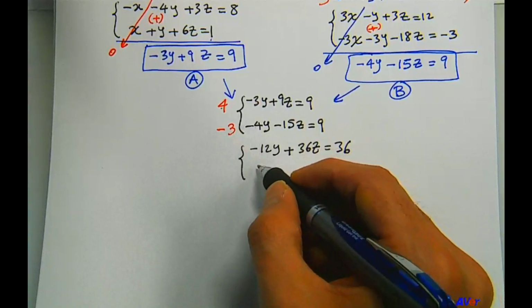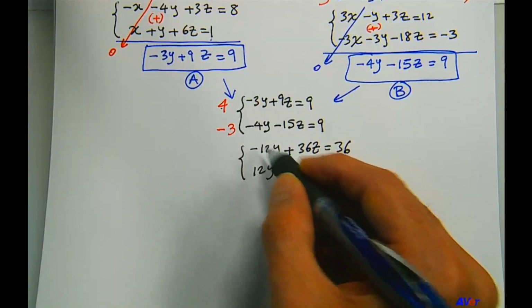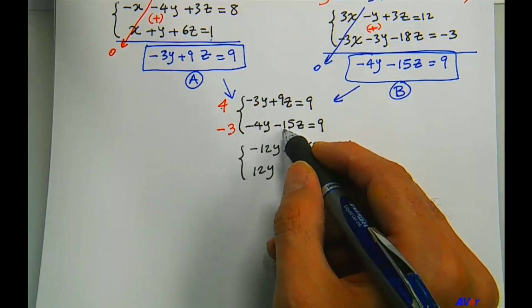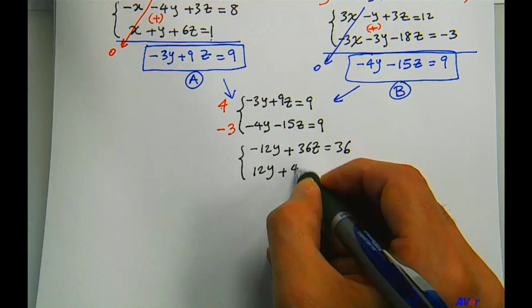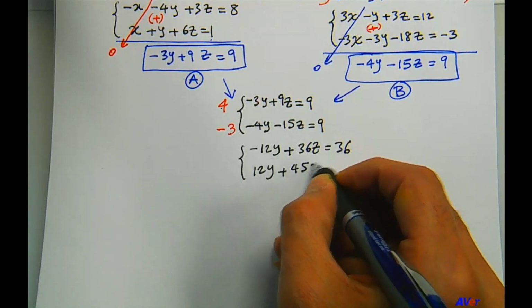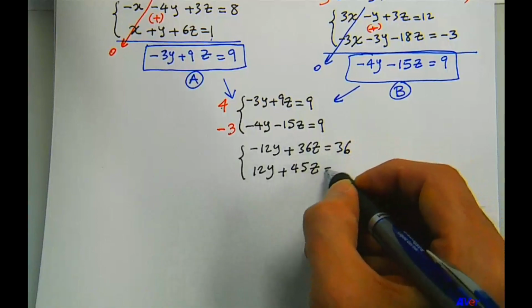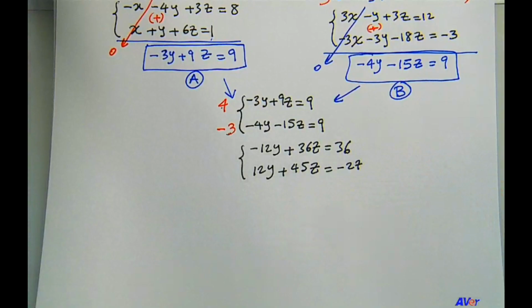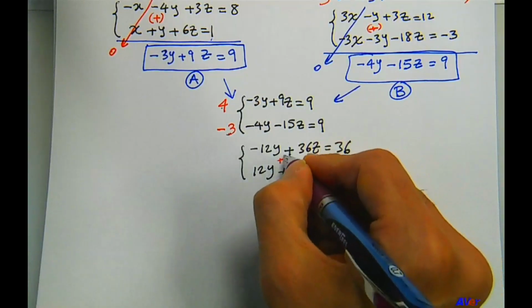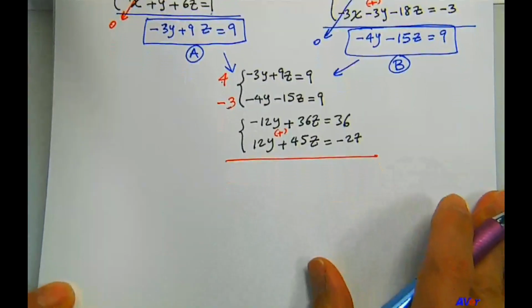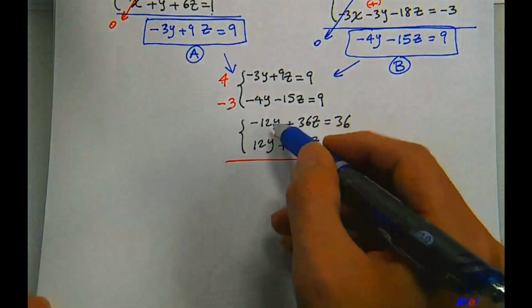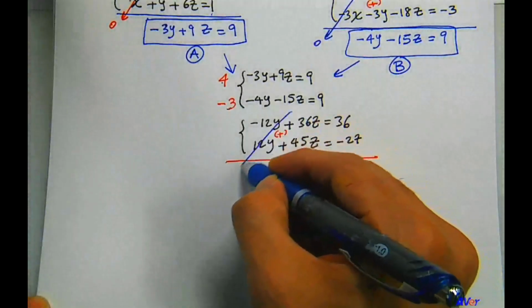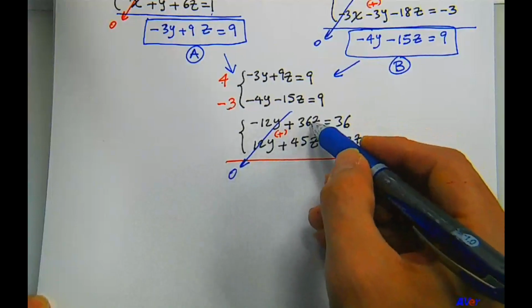Distributing the minus 3, we get positive 12y. Minus 3 times minus 15 is positive 45z, then equals minus 3 times 9, we've got minus 27. So let's add these two equations together. Minus 12y plus 12y drop out.